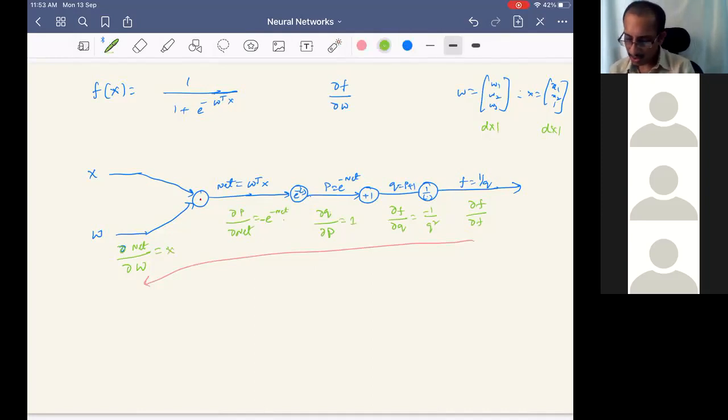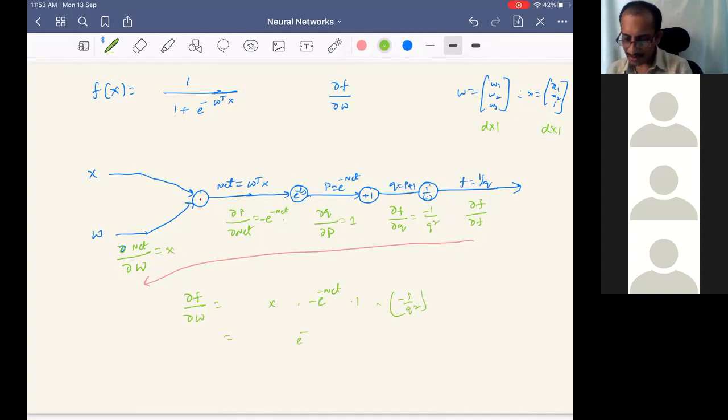Okay, now what I want to write is dou F by dou W. One way is simply, since these are all scalars, I can write: upstream gradient 1 minus 1 by Q square, into 1, into minus e power minus net, into X.